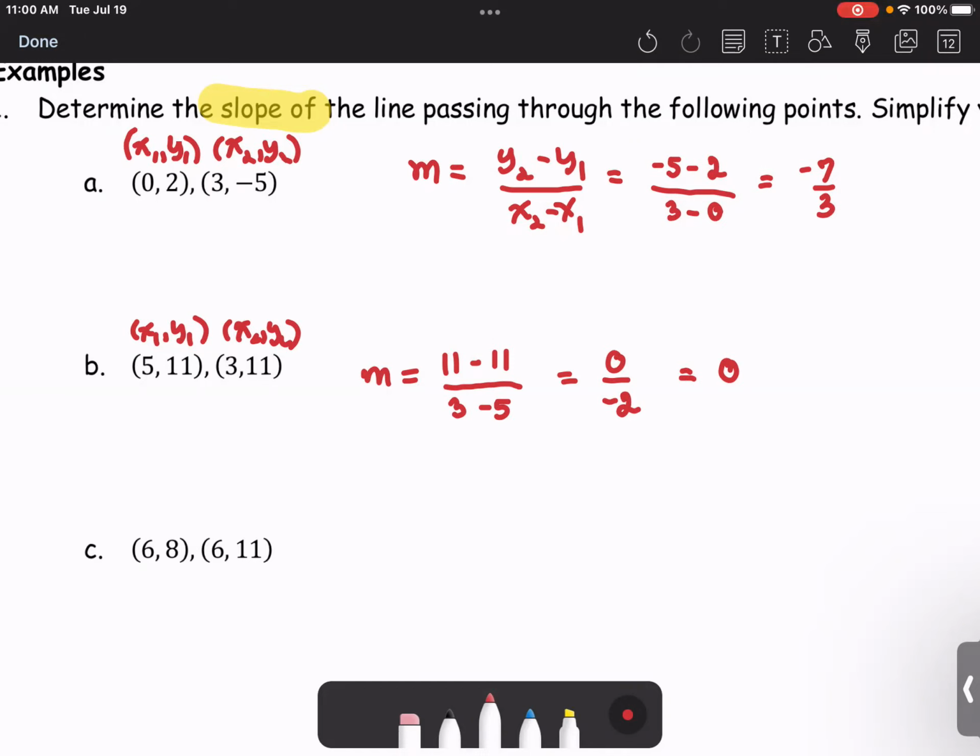And as you notice, the y coordinates are the same. That is the indication that these 2 points are on a horizontal line. So make a note, this is a horizontal line where y has no change and the slope is 0.